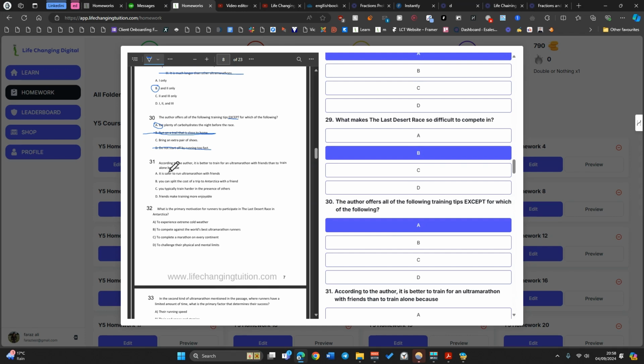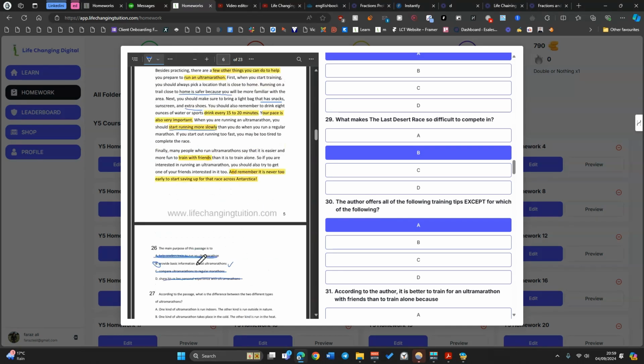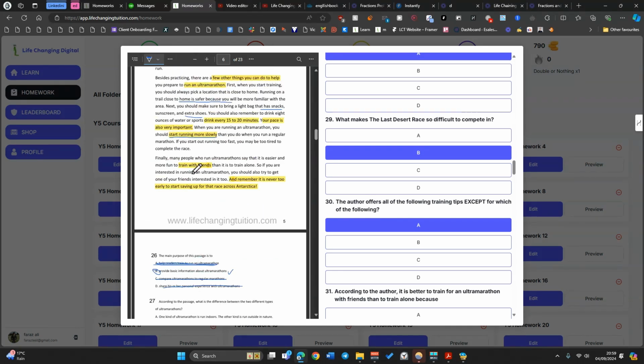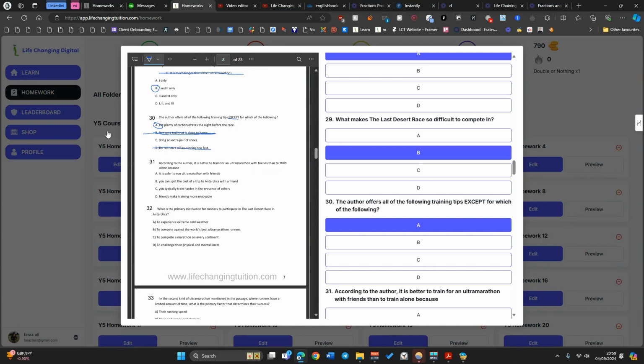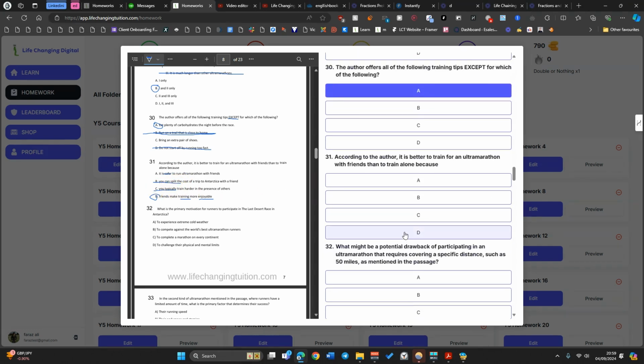Question 31. According to the author, it is better to train for ultramarathons with friends than it is to train alone because, well, he said over here that it is easier and more fun. So option D here is the best answer there because it says friends make training more enjoyable. It doesn't actually mention it being safer, and it doesn't mention any of the other ones either.